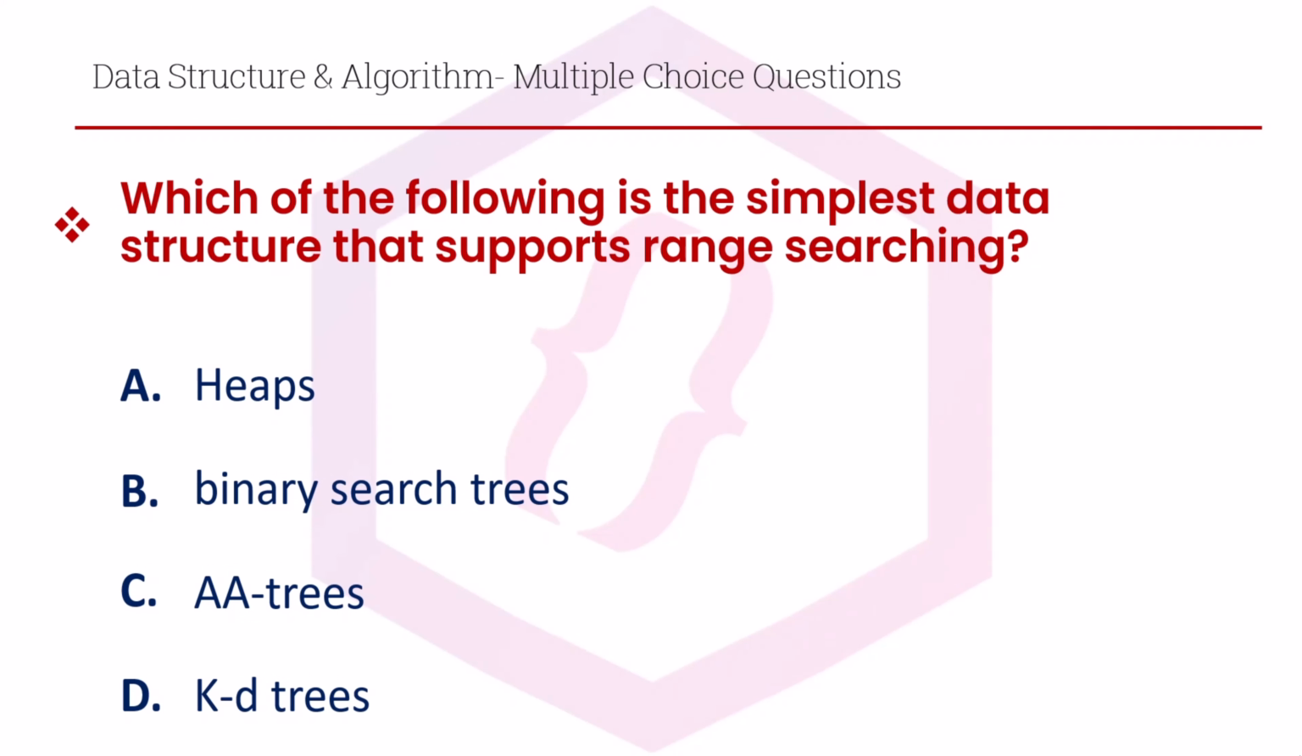Which of the following is the simplest data structure that supports range searching? Option A, heaps. Option B, binary search trees. Option C, AA trees. Option D, KD trees. The correct answer is option D, KD trees.